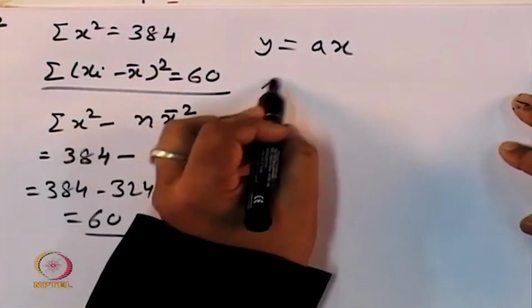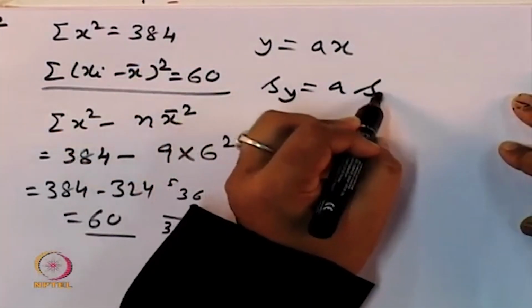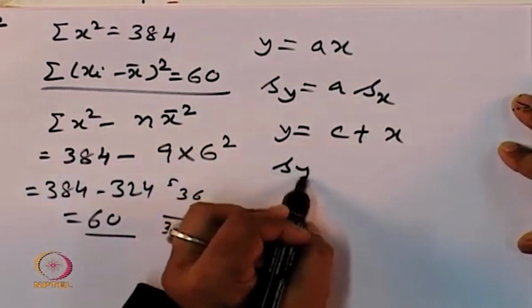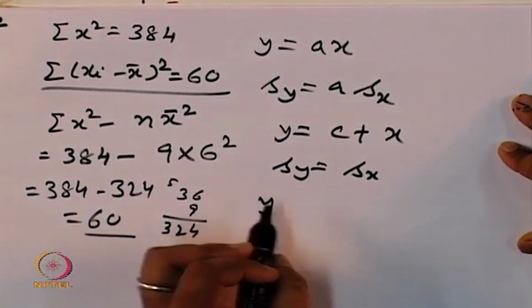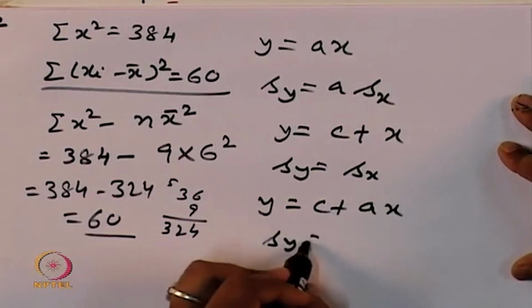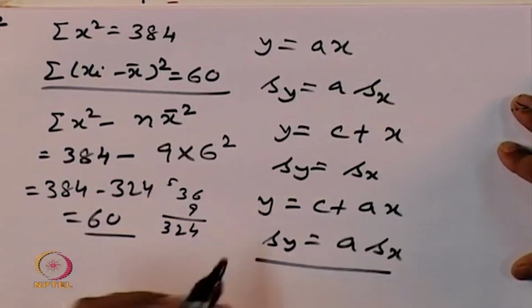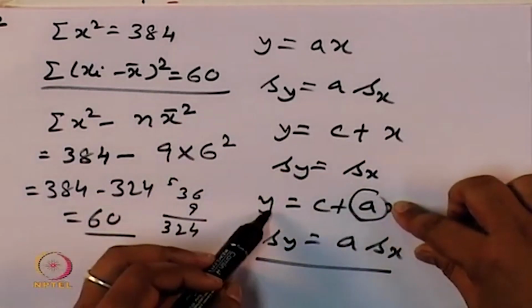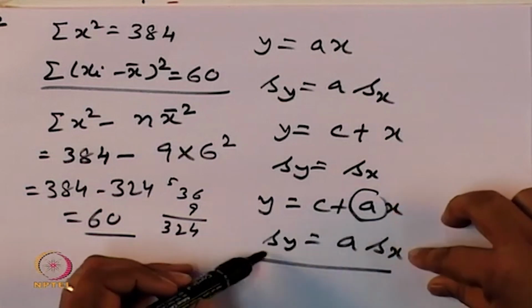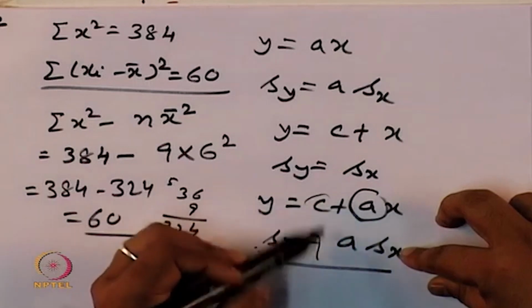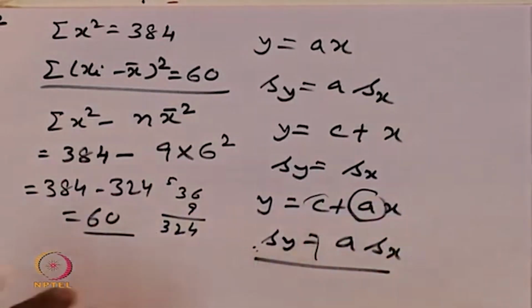So, if you have y is equal to a x, then s y will simply be a times s x. If you have y is equal to c plus x, s y is simply equal to s x, and in the general case when y is equal to c plus a x, s y will still be equal to a s x. So, bottom line is when you have a prefactor which multiplies your variable x to generate your variable y, then that also gets reflected in the standard deviation calculation. But when you have a constant being added, it has no contribution to the variation.